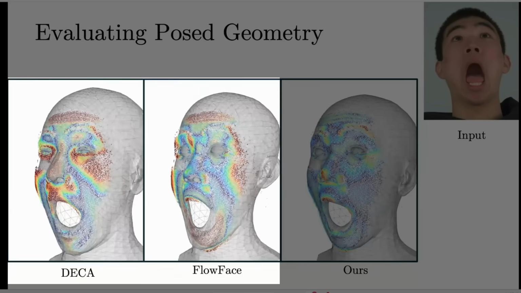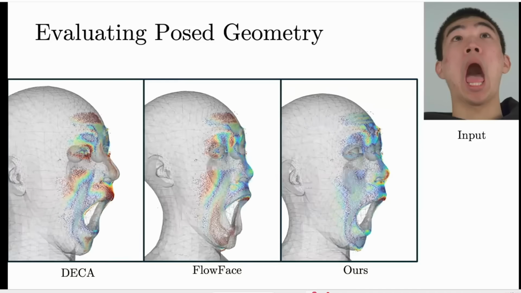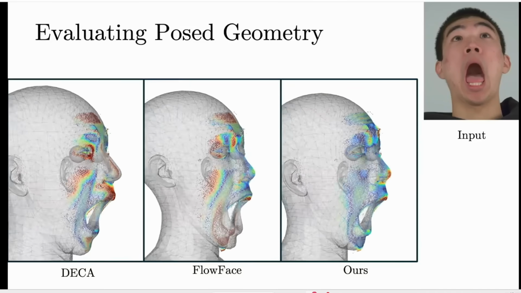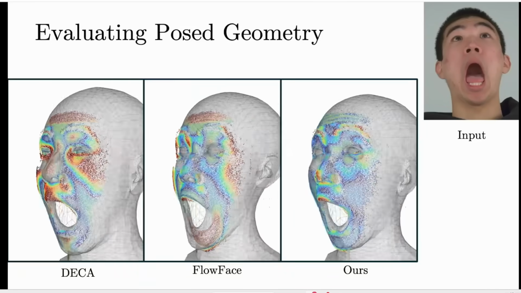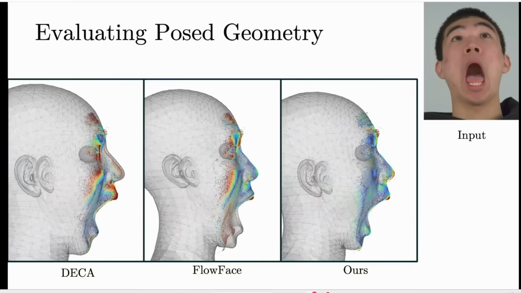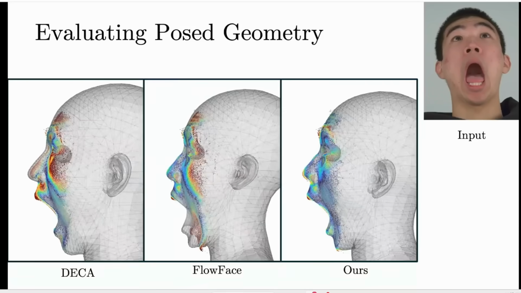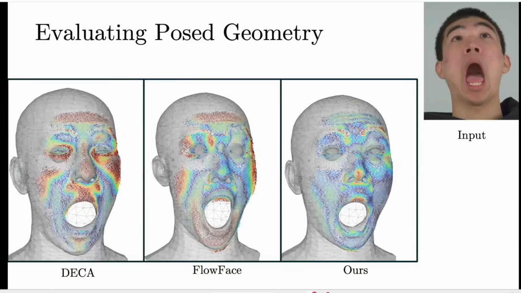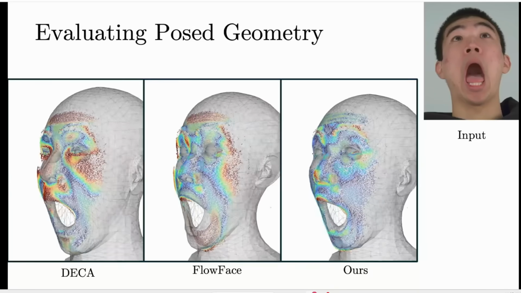Now, they also compared it with two other 3D face generators called DECA and FlowFace, and the colored parts indicate errors compared to the ground truth. And the red parts are areas where the error is really high. In other words, it's really different compared to the actual person. So as you can see here, this new AI generates the most accurate face, which contains the least amount of errors compared to the other tools.